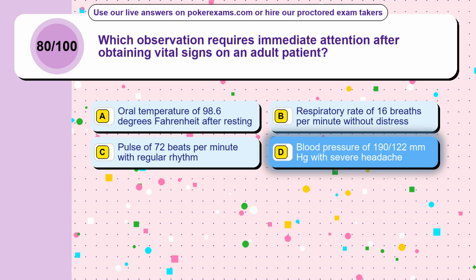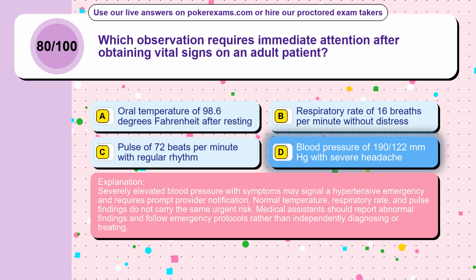Blood pressure of 190/122 mmHg with severe headache. Severely elevated blood pressure with symptoms may signal a hypertensive emergency and requires prompt provider notification.